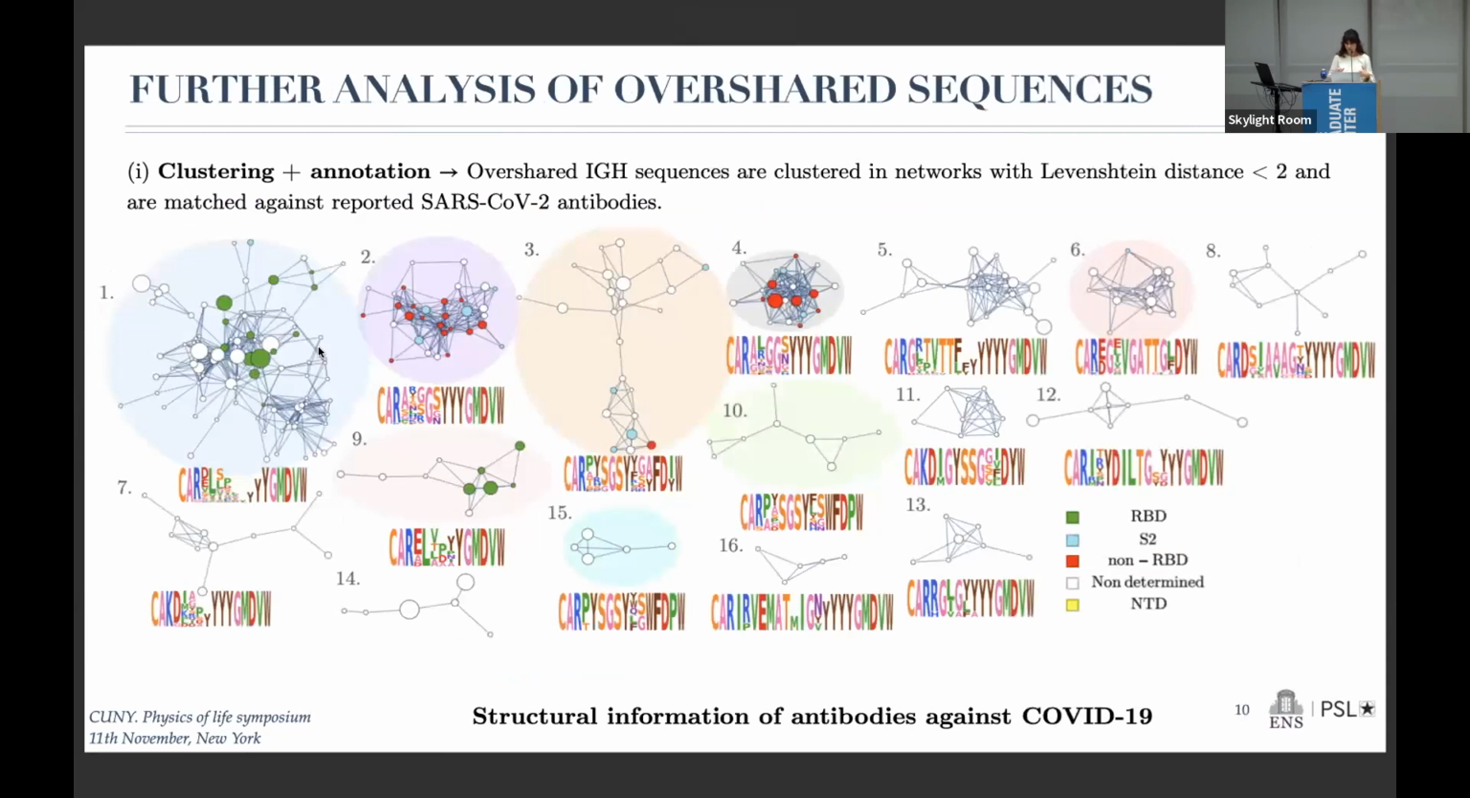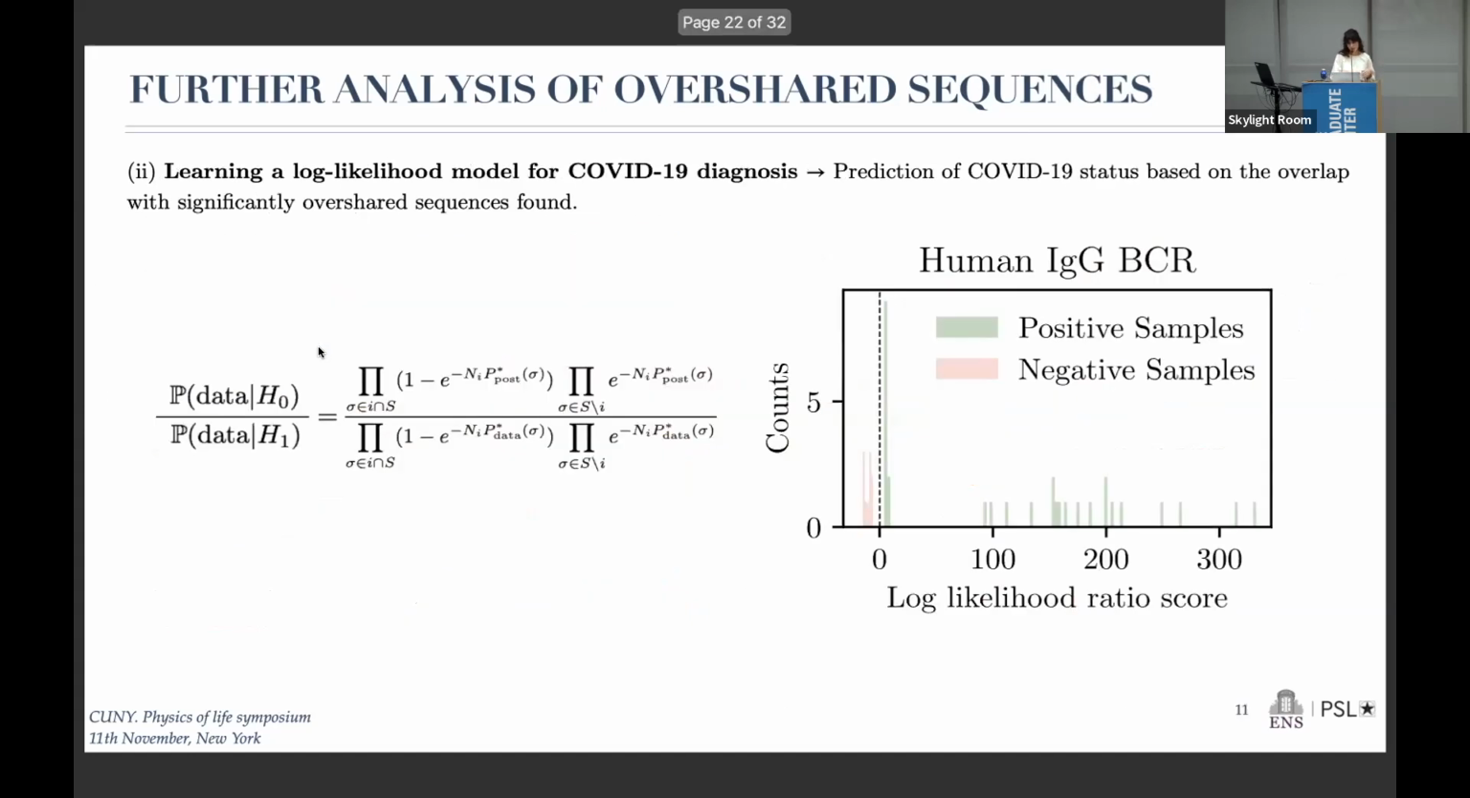We compared them with an antibody database, and we found that there were more than 100 overlaps with SARS-CoV-2 antibodies. And then we also used them to develop a log-likelihood model to predict whether the presence of these sequences in the repertoire of people can be a determinant of this person having COVID or not.